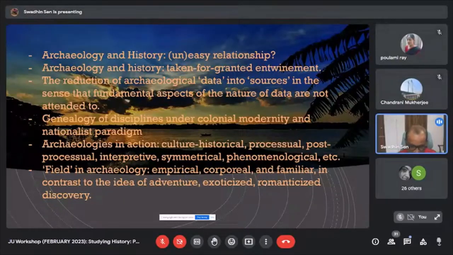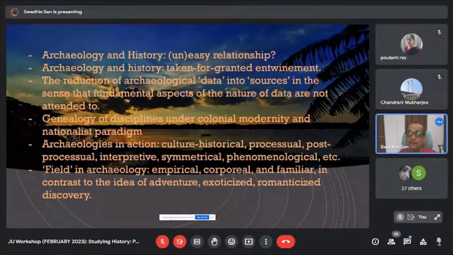As many archaeologists have pointed out, like David Lowenthal, the past has become a foreign land, a domain of otherness, an exotic world to be discovered, celebrated, collected, classified, and used as objective facts.